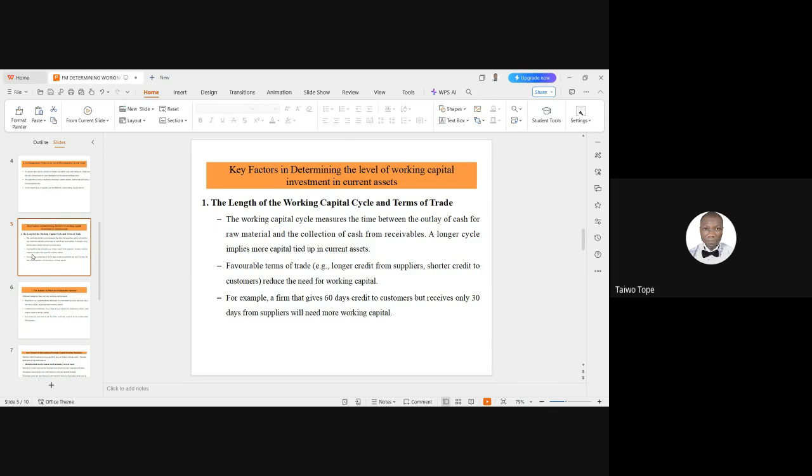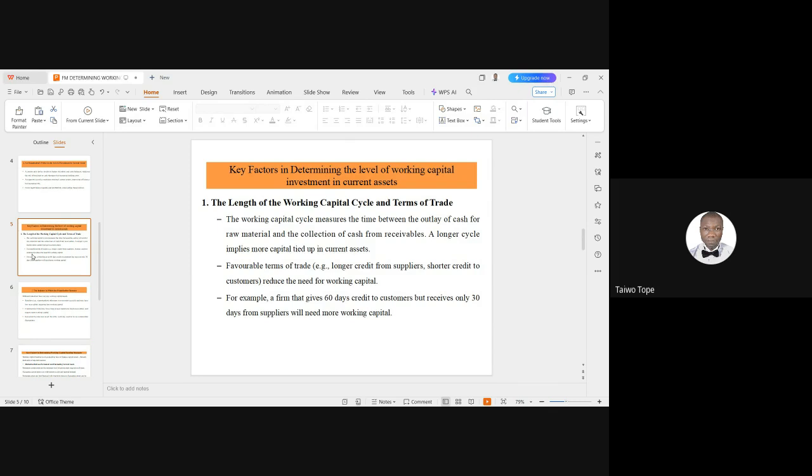So some of its advantages is that it frees up cash for other uses. So instead of you tying up your cash in inventory, this helps to improve profitability through lower holding cost. And one of its disadvantages is that it increases the risk of stock out because you are not keeping much stock in your warehouse. So when there is much demand, you run out of stock. So it increases the risk of stock out or cash shortfalls.